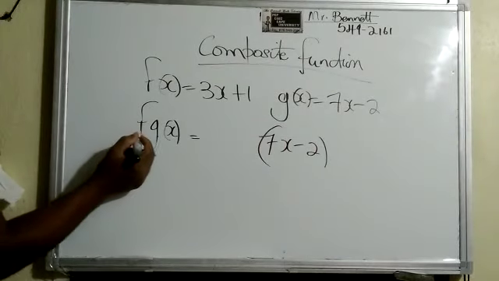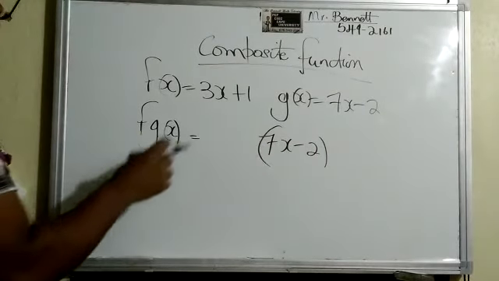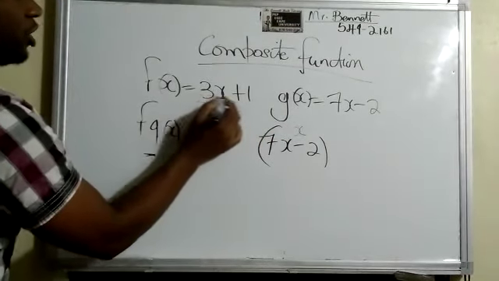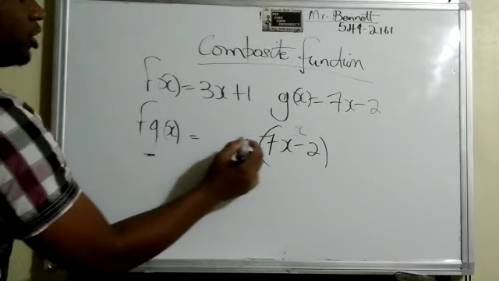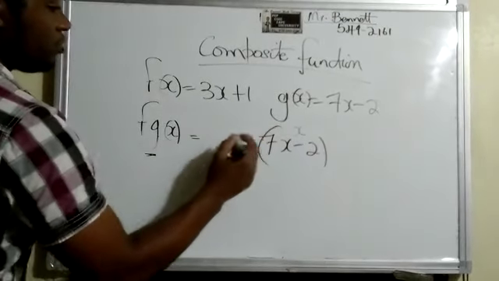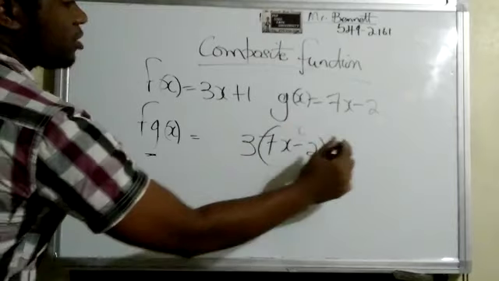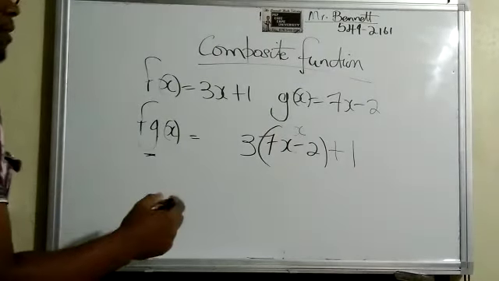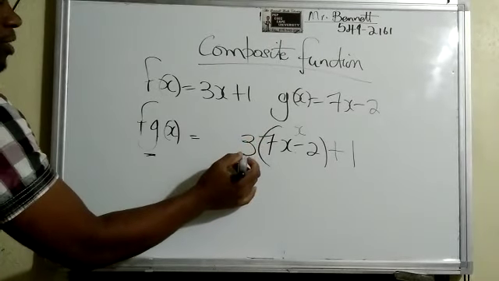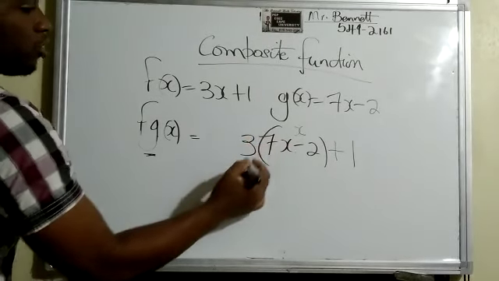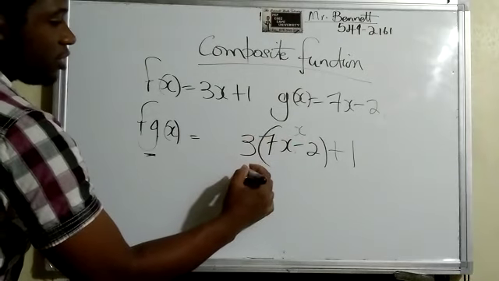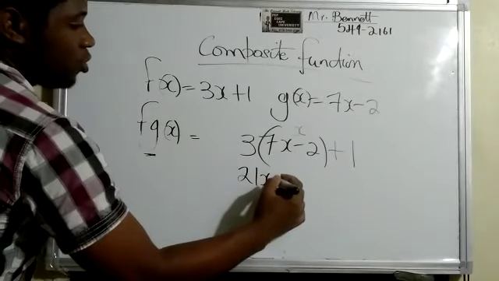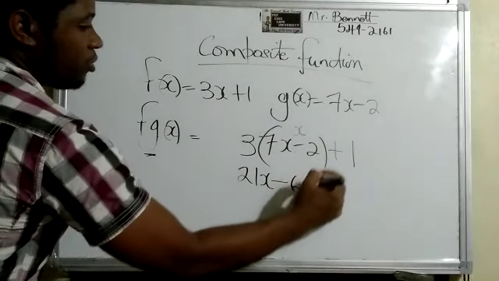Then we are going to write f in terms of x. Now your g becomes your x in this equation. So it will be 3 times the bracket 7x minus 2, plus 1. Now we know how to expand the bracket, right? We did that in 10th grade. So we're going to expand the bracket by multiplying both terms by 3. So it will be 3 times 7x, which is 21x. 3 times 2 would be negative 6. And then we just put the plus 1.